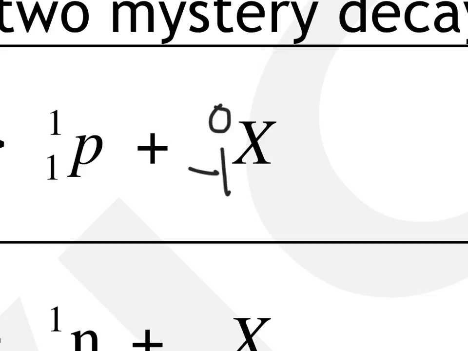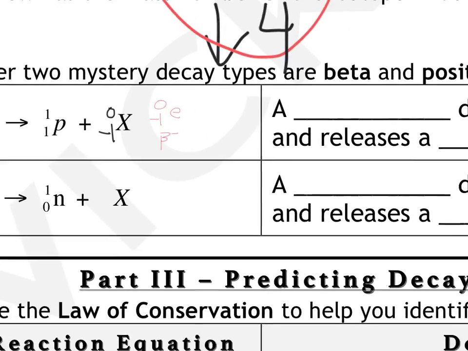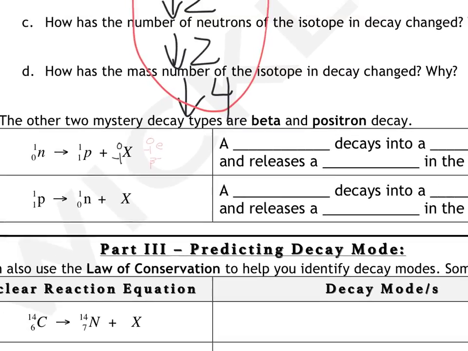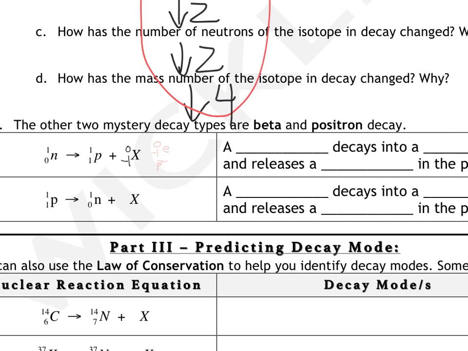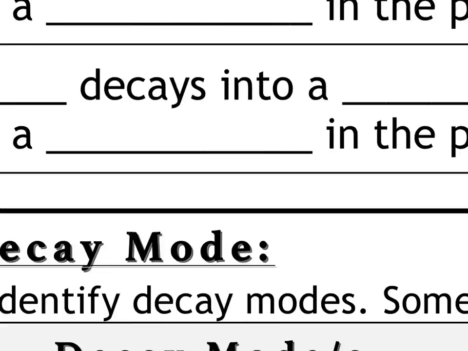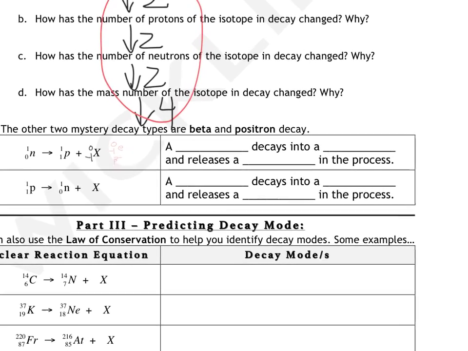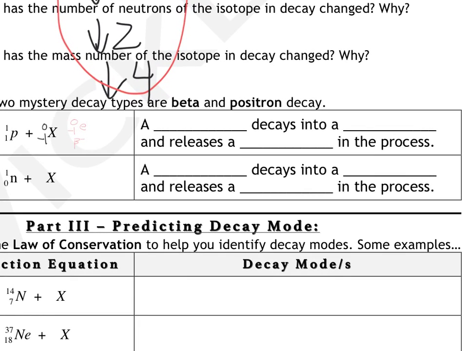So the only particle I can think of whose mass is 0 and whose charge is -1 is a beta particle. So you could write it like that, or you could write it like that. All right, so let's fill in the blanks here. A neutron decays into a proton and releases a beta in the process. All right, so there's my information. A neutron decays into a proton and releases a beta in the process.